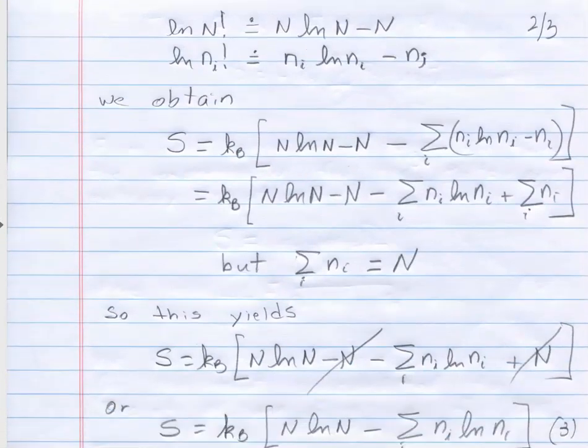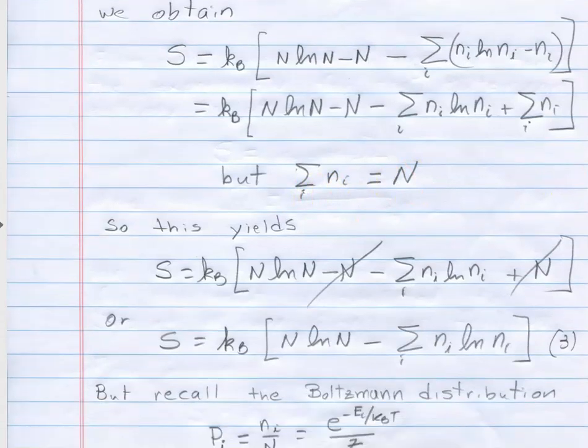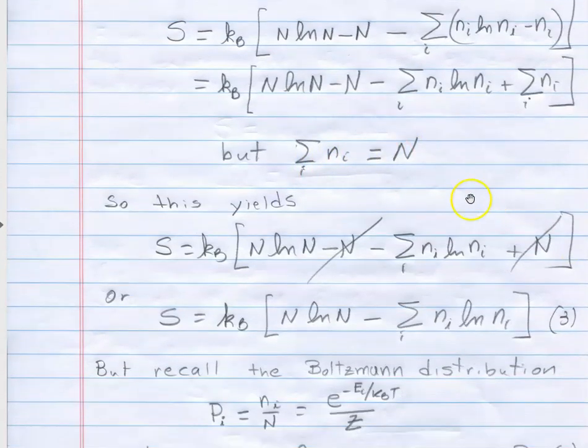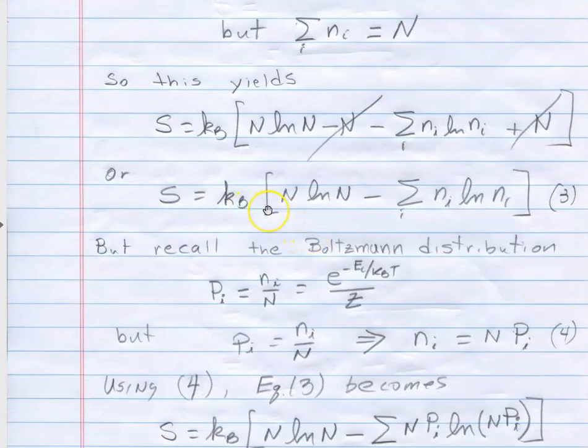That can be manipulated a little bit. The sum of these two factors gives us minus the sum of the first one, and a minus times a minus is a plus for the sum. And pretty obviously, the total number of particles N is the sum over all the n_i's. That was one of our constraints. Plug that in here, and you get a plus N here and a minus N here, which will cancel, and we're down to equation 3. And then we just have to recall the Boltzmann distribution.